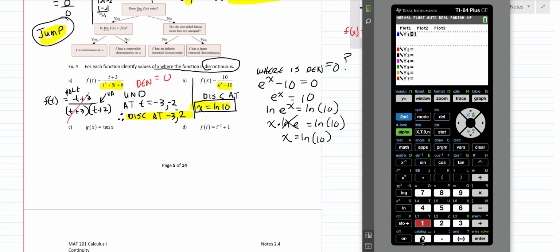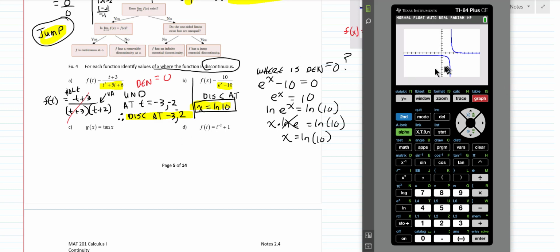So if you put this in, you would have 10 over e to the x minus 10, like that. Okay, then you just do a basic graph. All right, so let's just graph it, standard window. Look what happens. Okay, well, we got an asymptote. We have a vertical asymptote, so we do have an infinite discontinuity at ln 10.